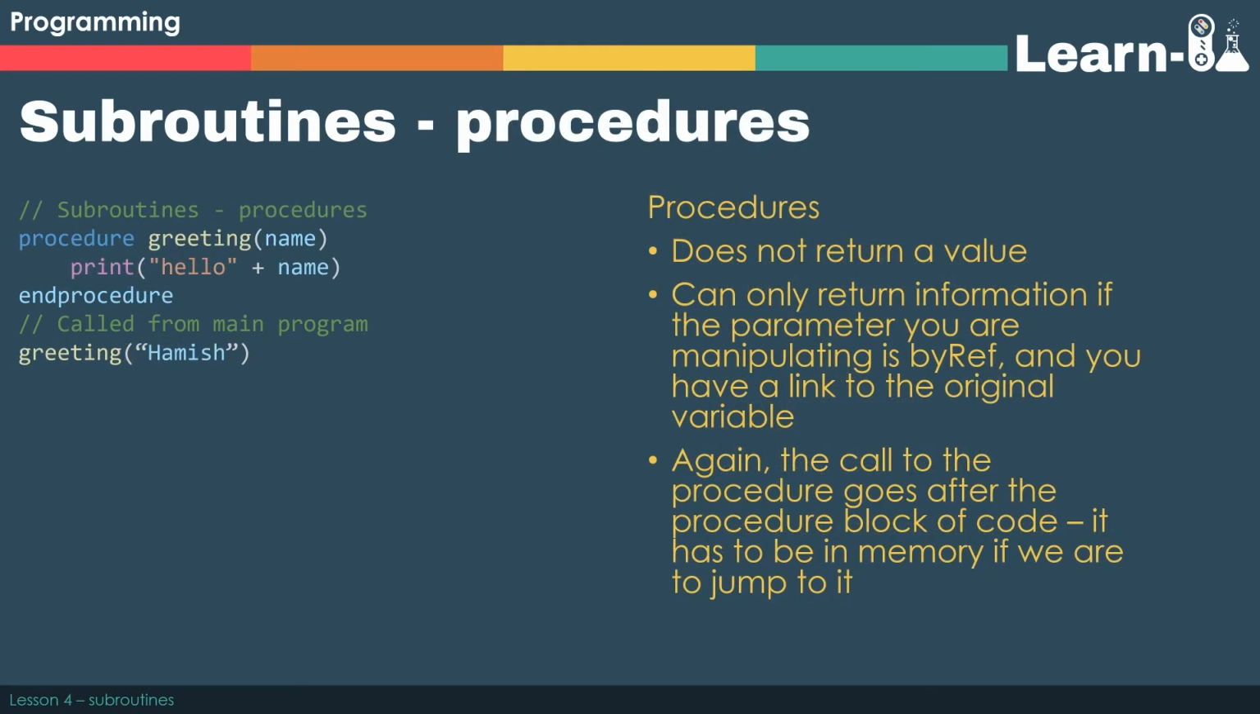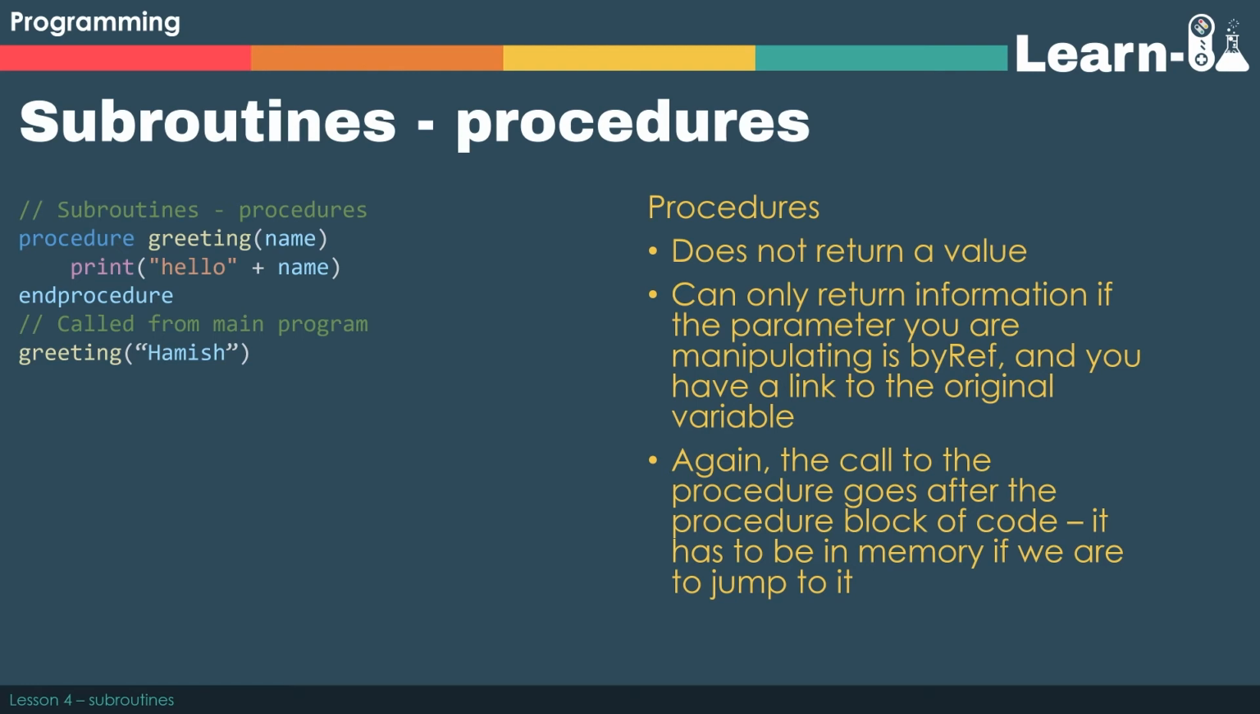Procedures are very slightly different. We use the key term procedure and then we give it a name, in this case greeting. We can still pass parameters, that works exactly the same, but this time we don't return any information. In our example, we've got a procedure called greeting and we pass it a name. We can then print out hello and the name, we can concatenate that string. So it should say, if we passed it, for example, Hamish, hello, Hamish.